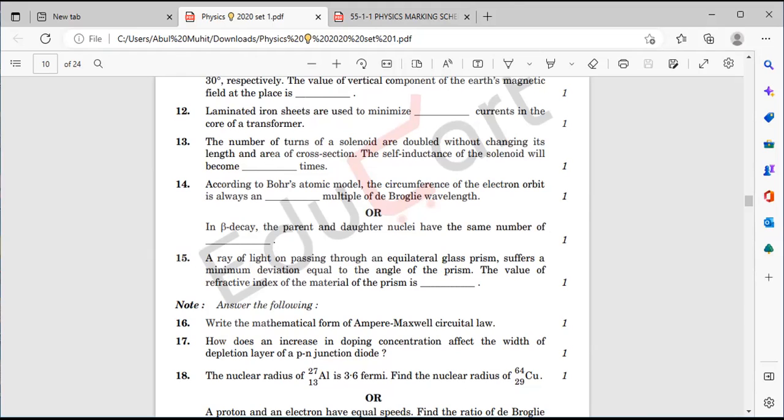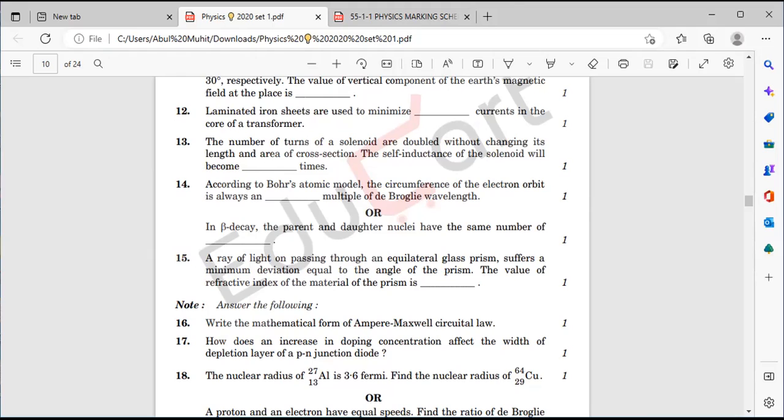So question number 14, question number 15: mu is equal to sine of (A plus Dm) by 2 divided by sine A by 2. This is the formula for it. Now in that formula, what he says is Dm: a ray of light on passing through an equilateral glass prism suffers a minimum deviation equal to the angle of the prism. So he says that Dm is equal to A.